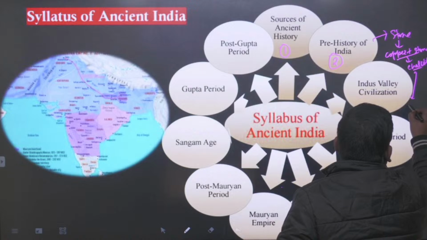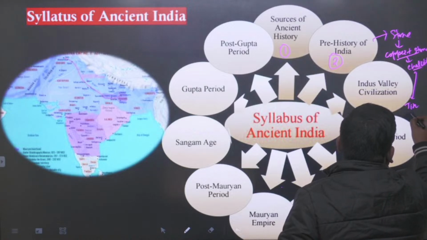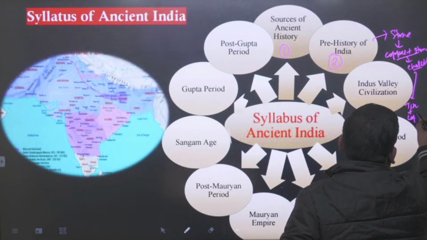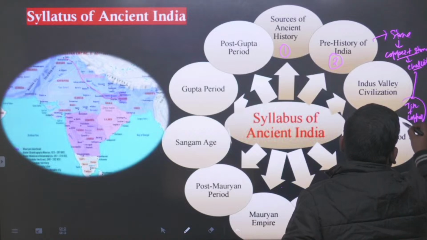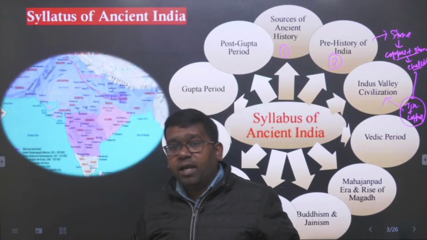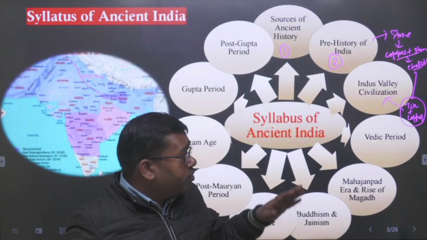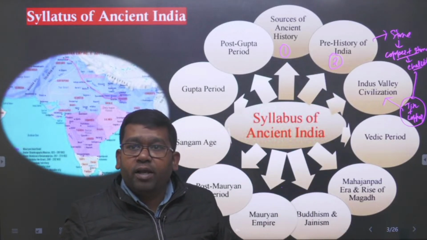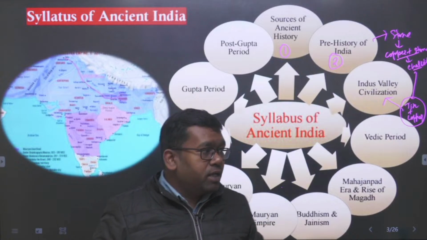And when the people, apart from copper and stone, add tin, tin plus copper becomes bronze, and this period is known as the Indus Valley civilization. So the Bronze Age civilization is the Indus Valley civilization. From this point of view, we come to know about it.